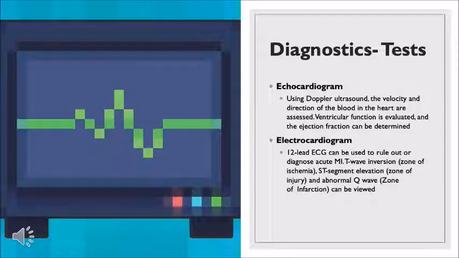The next one is electrocardiogram. 12 leads are placed across the body that can be used to assess the electrical output of the heart. This is used to rule out or diagnose acute MI. T-wave inversion, zone of ischemia, ST segment elevation, zone of injury, and abnormal Q-wave, zone of infarction can also be viewed.